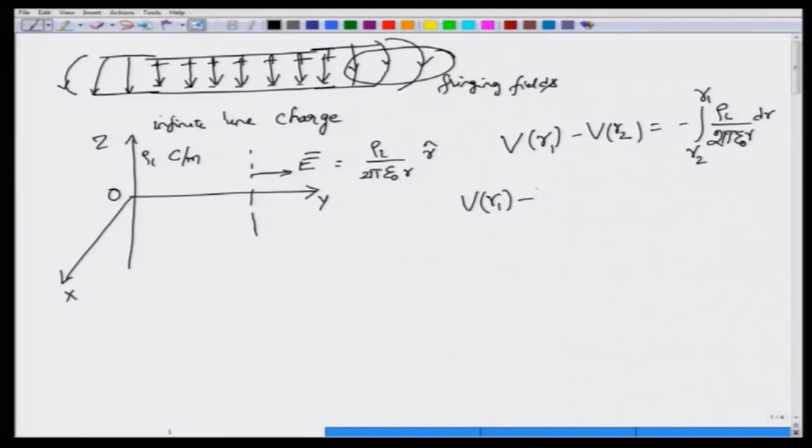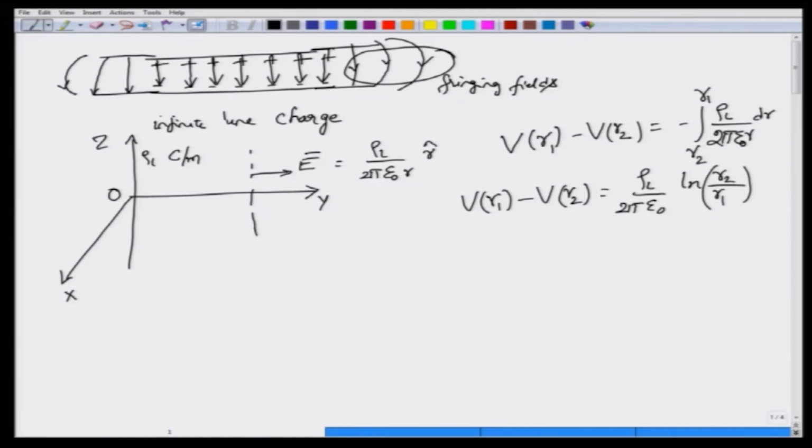If you now work this out, you will see that the potential difference V of r1 minus V of r2 is given by rho L by 2 pi epsilon 0 times the natural log of r1 by r2. Oh sorry, I went from r2 to r1, so this becomes r2 to r1, where r2 is the larger distance. So I went from r2 to r1, and this will be the potential difference.